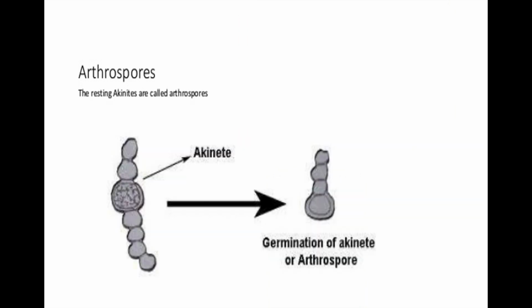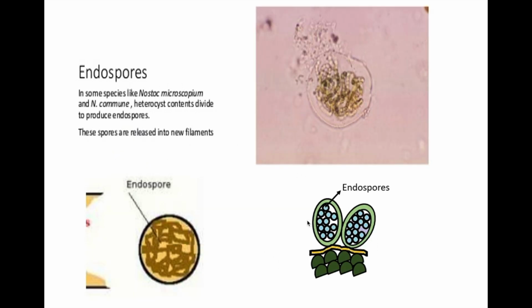Next is arthrospores. The resting akinetes are also known as arthrospores. You can see germination of the akinete or arthrospore. These are endospores. In some species like Nostoc microscopicum and Nostoc commune, heterocyst contents divide to produce endospores. These spores are released into a new filament. You can see the endospores in the picture.